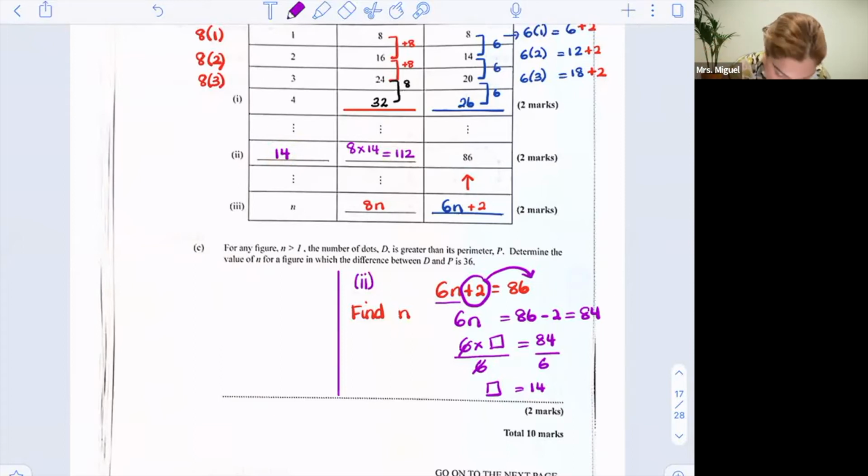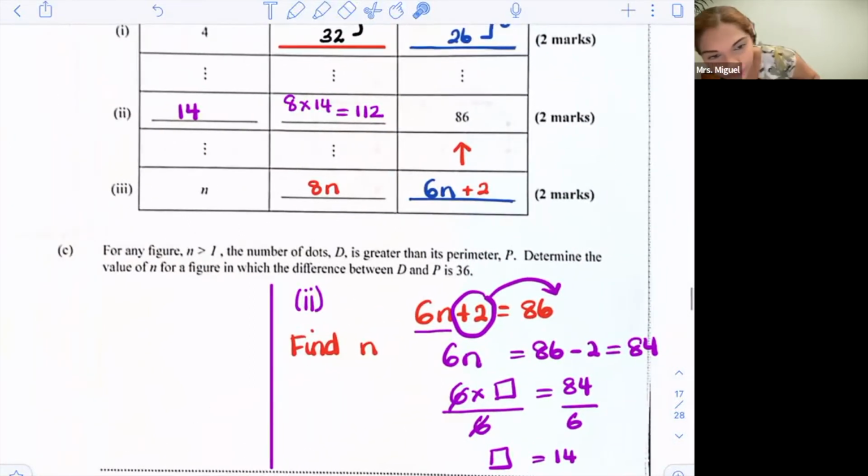Now you see this part? This is a part that nearly 50% of the population writing the exam leaves out. You know why? Because of how it is phrased. And from the time they start to read that n greater than 1, it is a major turnoff. But just like English, we have to read the question and answer what they ask. So for any figure n greater than 1, the number of dots is greater than the perimeter. That is what they are telling you.